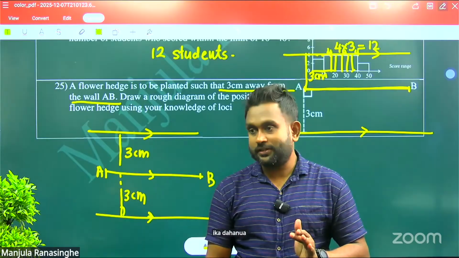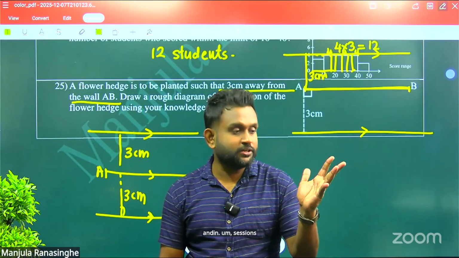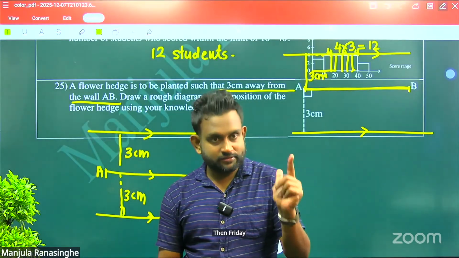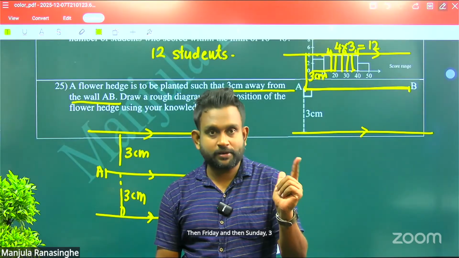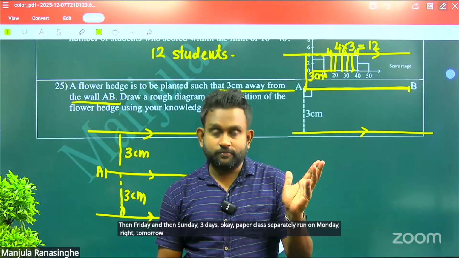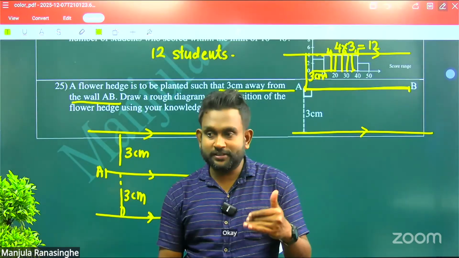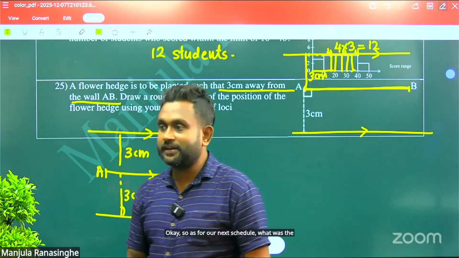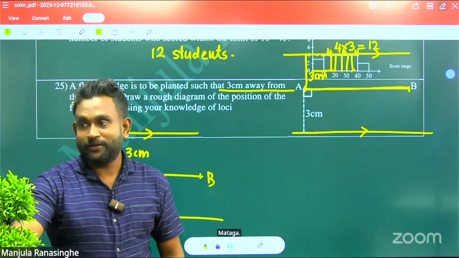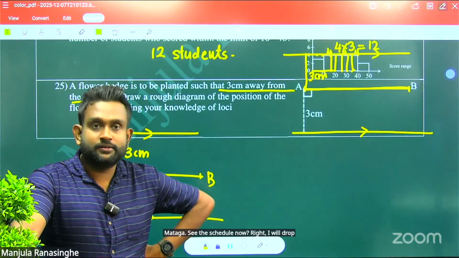Today is Sunday. The next three sessions are on Tuesday, then Friday and then Sunday, three days. The paper class is run separately on Monday, right? Tomorrow is the paper class, and the fast track comes on these three days. So as per our next schedule, what was the next schedule? Can anyone tell us? Do you remember? I will drop the schedule again. We will check the schedule.